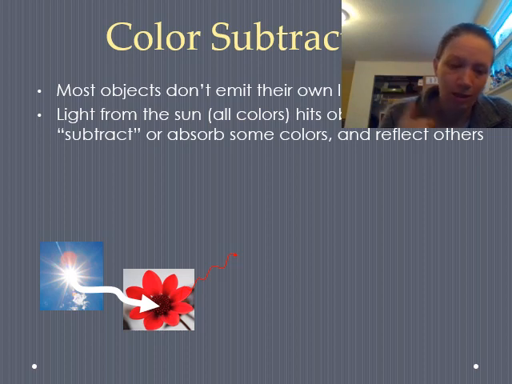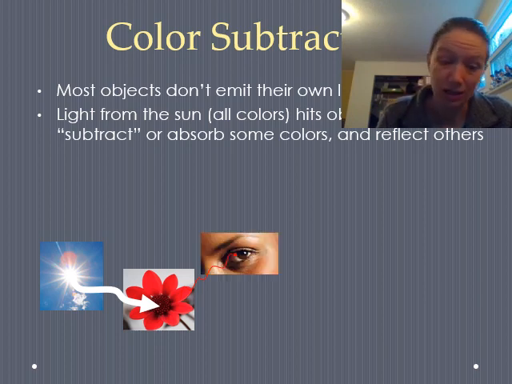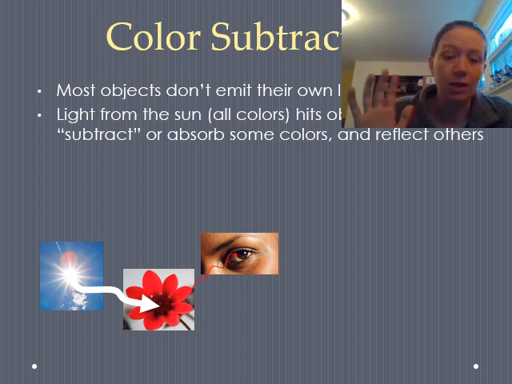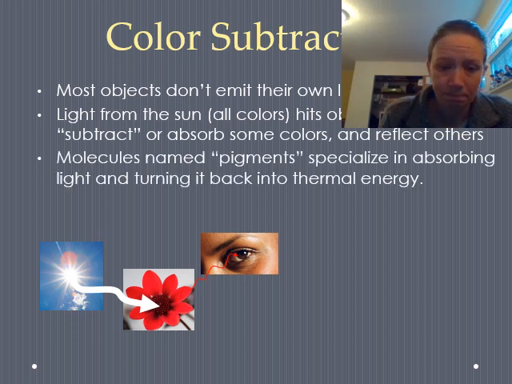So the green, the blue, the purple, all those other colors get sucked into the flower, and the only thing that bounces off the flower is the red. And so then that red light bounces into our eye, and we see the flower as red.